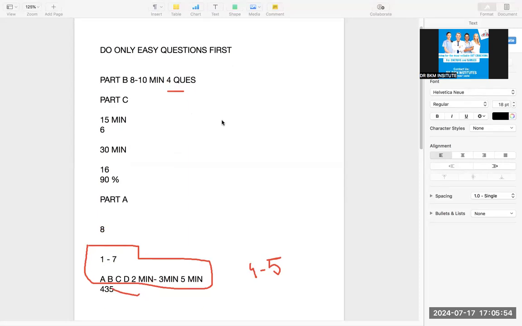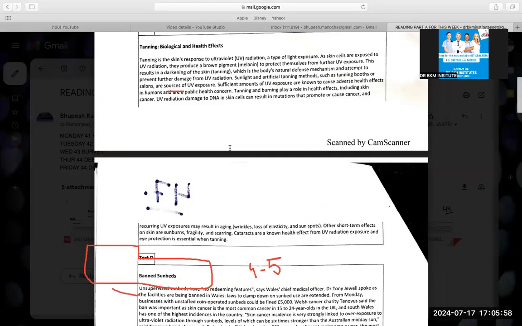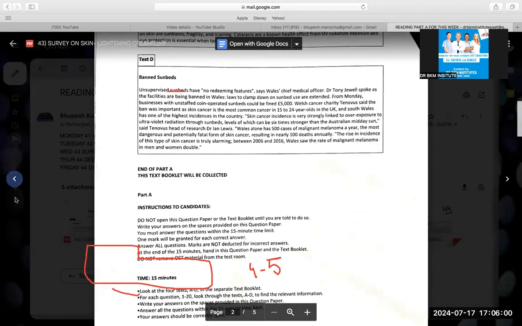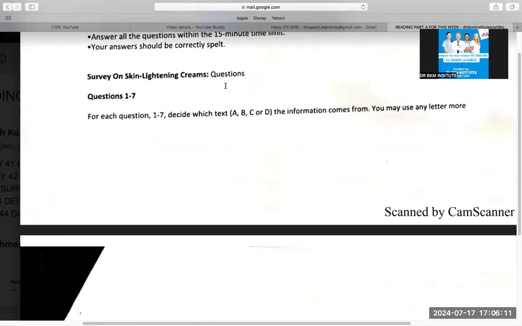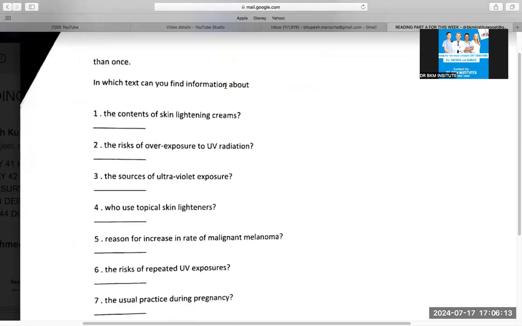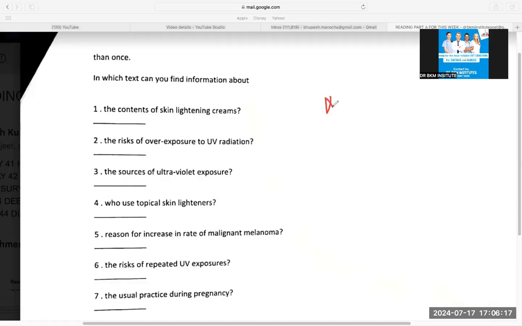Let me tell you what I mean by this statement. People have different views. Some say, sir, I will start from question number 8, from the last question. Always start from the first question. The first thing you have to do in reading part A is to read these 7 statements, in which you have to mark A, B, C, or D: in which text can you find the information?